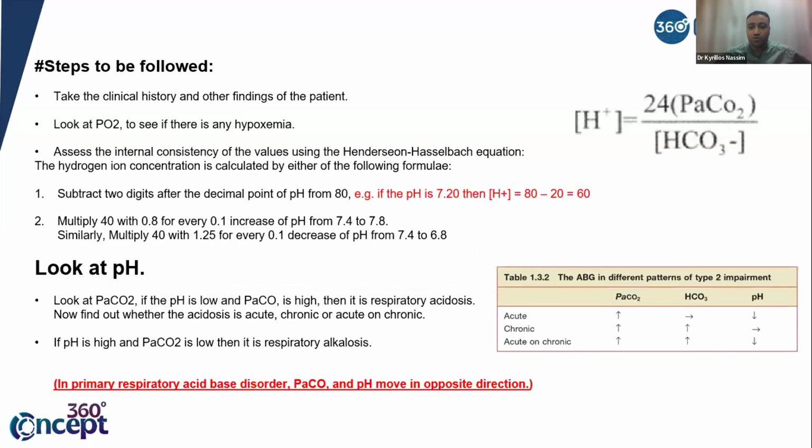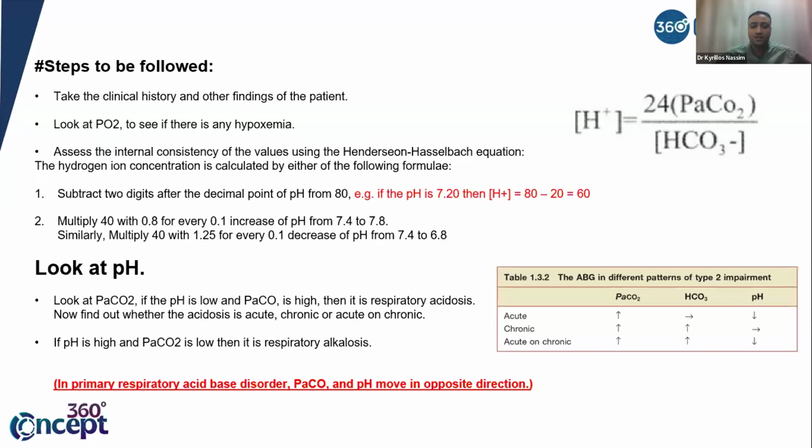If there is any hypoxia, it is a critical point in exams and in the CCS station of EDIC Part 2, which is the examination. I have experience of it. Look at the oxygenation first.